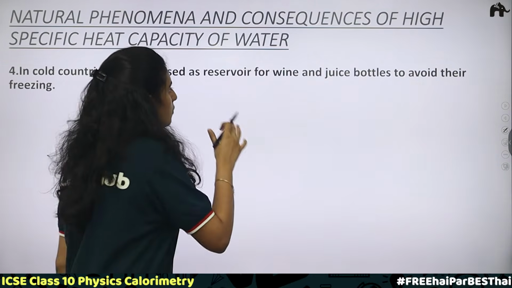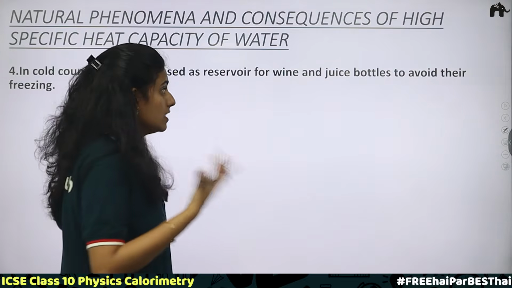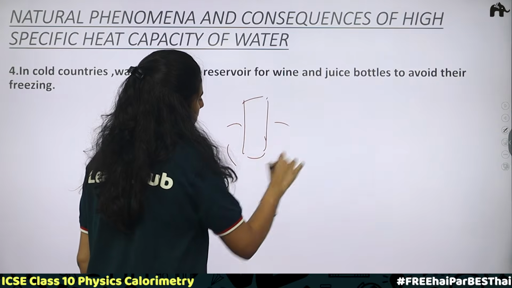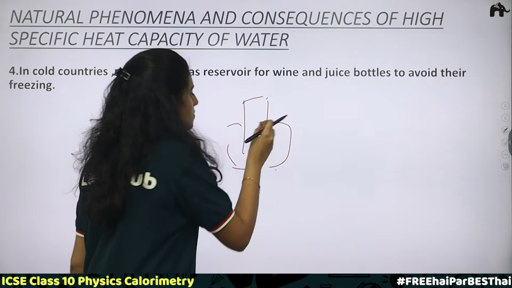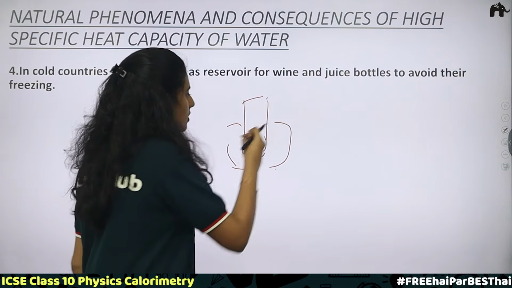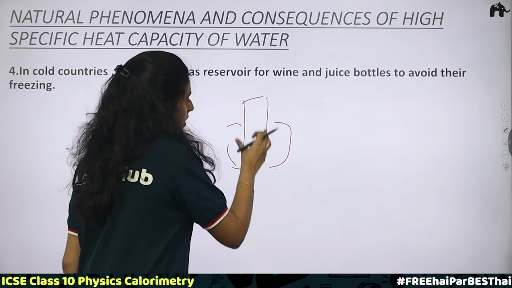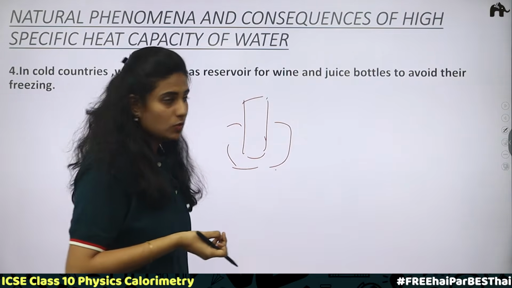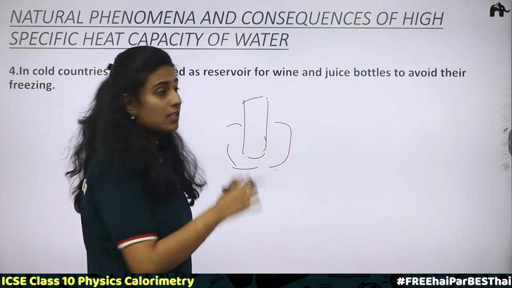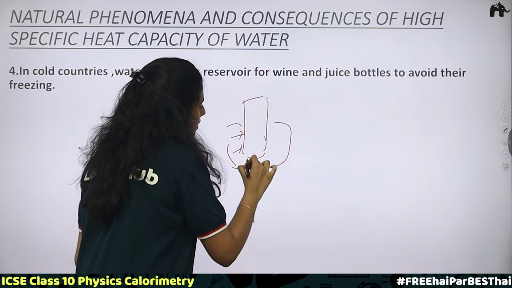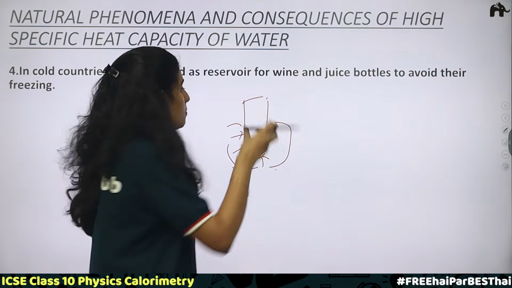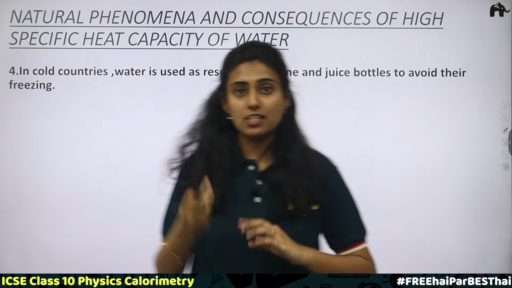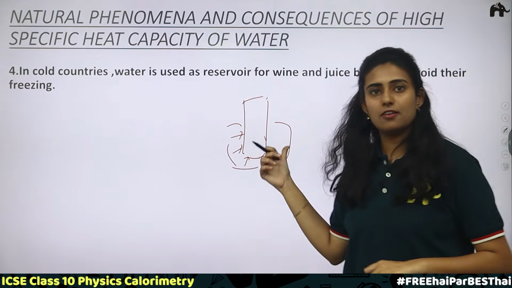So here, before the water reaches its freezing point, when you take a wine bottle, it is kept in water. We know that the specific heat capacity of water is high, so it takes a longer time for water to reach its freezing point. For a longer period of time, it can provide heat, or keep the bottle warmer. For this reason, wine bottles and juice bottles are kept in water.